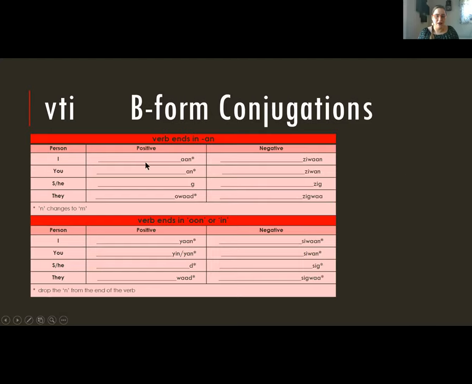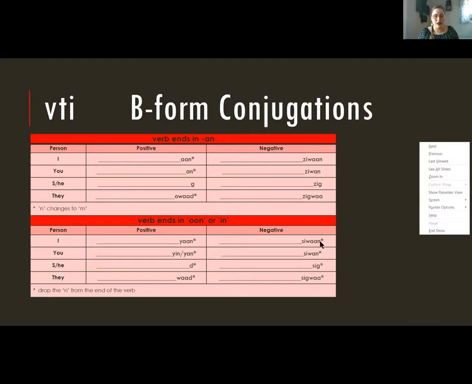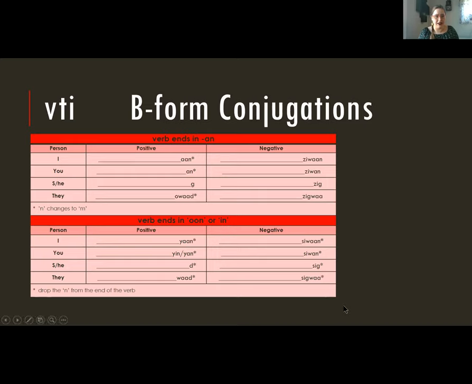VTI, B form, is actually super similar to VAIs, which can make it a little easier for you. So when a verb ends in AN, N changes to M on the asterisk ones. So the verb is begittenan, so pick it up, or sorry, set it down. Begittenan. Begittenaman, when I pick it up.